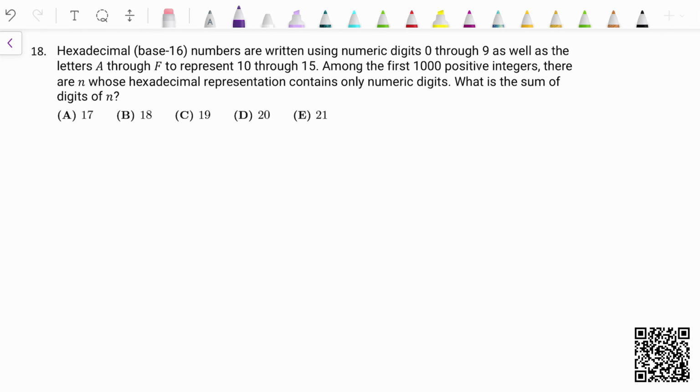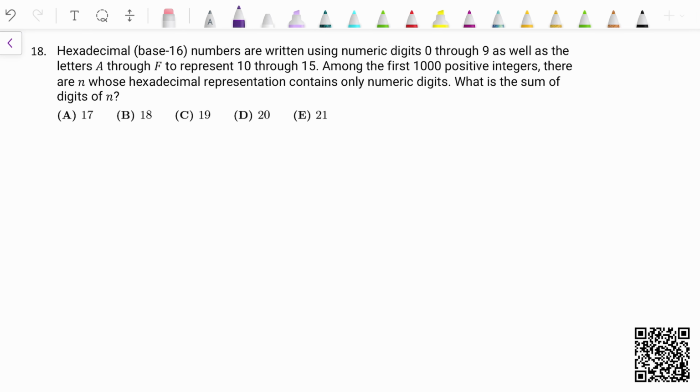It's problem number 18 of the 2015 AMC 10A set. Hexadecimal base 16 numbers are written using numeric digits 0 through 9 as well as the letters A through F to represent 10 through 15. Among the first 1000 positive integers, there are n whose hexadecimal representation contains only numeric digits. What is the sum of the digits of n?